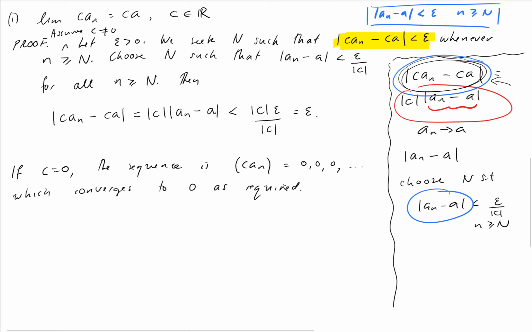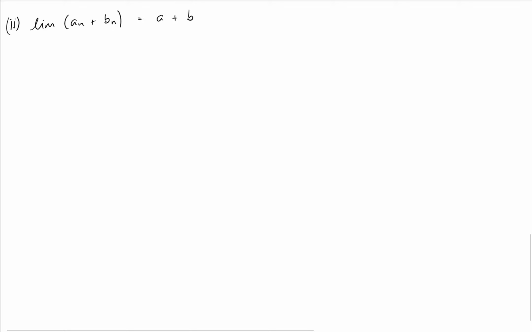Okay, that one wasn't too bad. For our next trick, we're going to do the second part, which is that the limit of the sum of the sequences is just equal to a plus b. Okay, we'll dive straight into our proof now, and we'll see if we can follow the same sort of template that we followed for the first one.